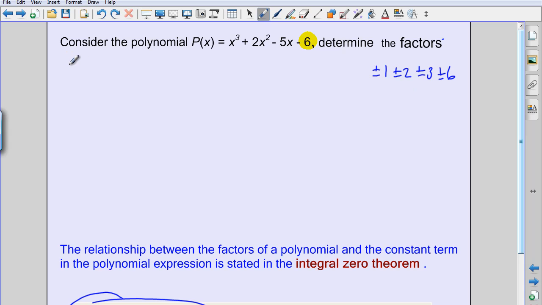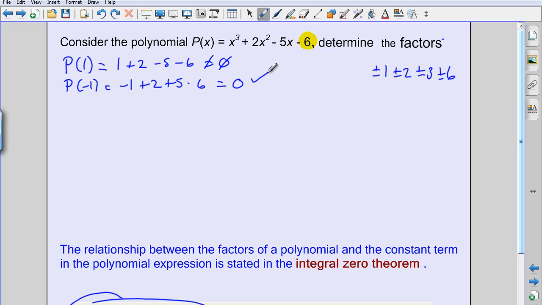Once we've listed all of the factors, we would move in and start to try. I'm going to start with 1 and see if that works. I'm going to try and do this a little bit in my head. So I have 1 cubed is 1 plus 2 minus 5 minus 6, which is not equal to 0. I'm going to move to negative 1 next. I'm going to try negative 1, and I see that that's negative 1 plus 2 plus 5 minus 6, and that is in fact equal to 0.